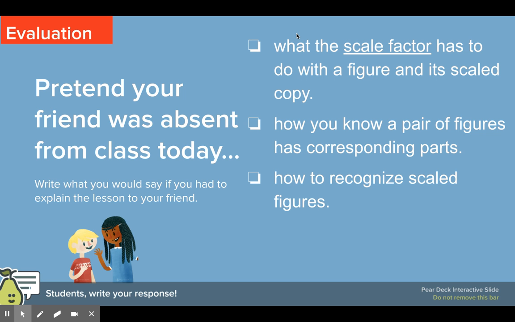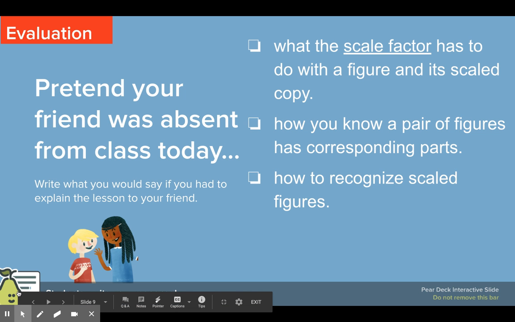So we want you to quickly write responses to these 3 points as if you were talking to one of your classmates. Let's spend about 3 minutes writing, and then after we write, let's have 1 or 2 of you share out what your conversation would look like. So let's pause the video here so that we can write and then share out.